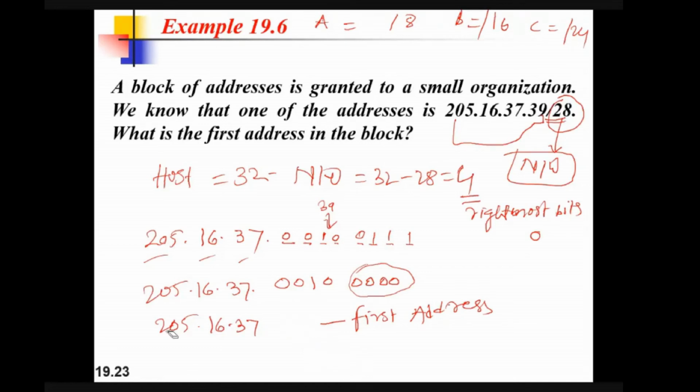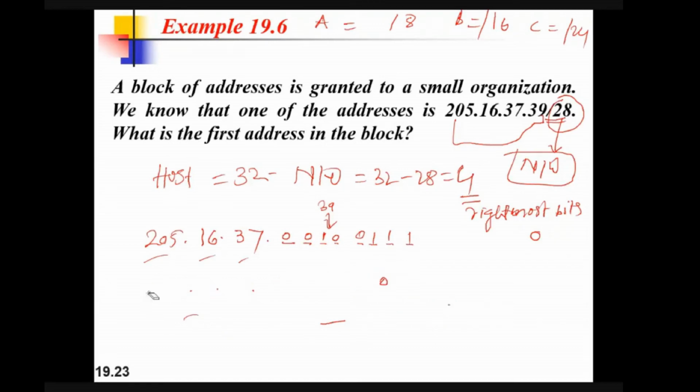Or the other method, you can mask. Let me tell you the other method also. The mask has 28 ones. So 28 ones means this will be 255 here, 8 ones. This will be 255 here, another 8 ones. This will be 255 here, another 8 ones. That is 8 plus 8 plus 8, 24 ones we have written. The remaining 4 ones are here, and this is 0.